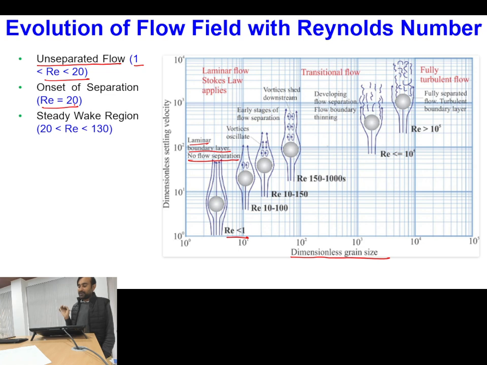Corresponding to a Reynolds number equal to 20, we see the formation of small vortices at the back, and these vortices will try to shift the streamlines away from the rear stagnation point. So this is nothing but my rear stagnation point. If close to the rear stagnation point I have the formation of vortical structures, these will displace the streamlines away from the rear stagnation point.